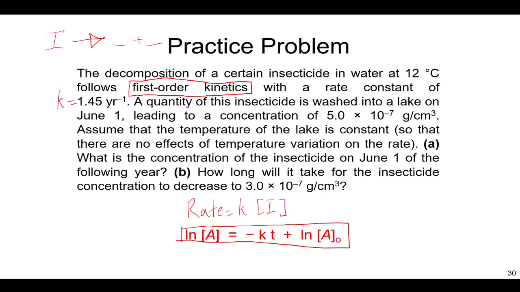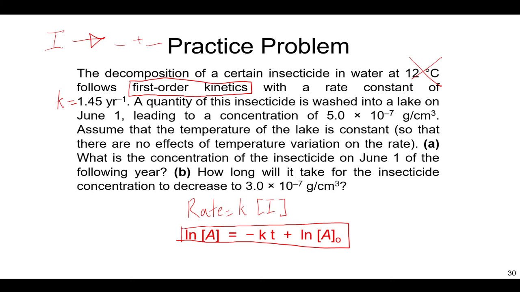A quantity of this insecticide is washed into a lake on June 1st, leading to a concentration of 5 times 10 to the negative 7. Assume that the temperature of the lake is constant, so that there is no temperature variation on the rate, so the temperature doesn't matter. What is the concentration of the insecticide on June 1st of the following year? Okay, so that's part A.